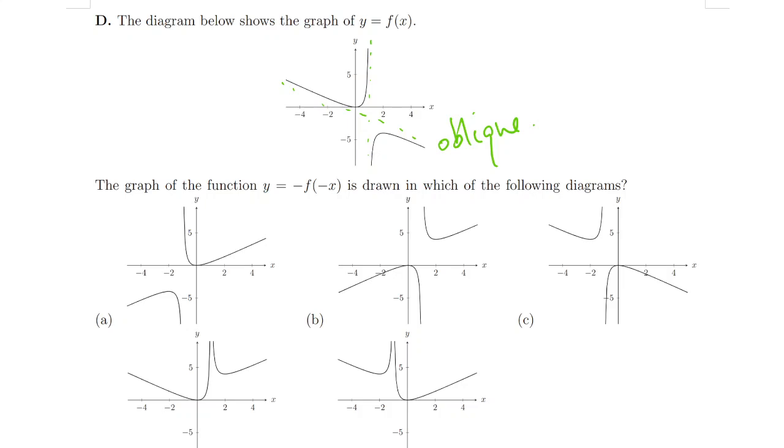And the graph of the function y equals negative f of negative x is shown in which of the following diagrams? Okay, so it's just a graph transformation question. So there are two transformations going on. This one inside the brackets is a reflection in the y-axis. Standard A-level stuff. Doesn't need much explanation. And then the one outside is a reflection in the x-axis.